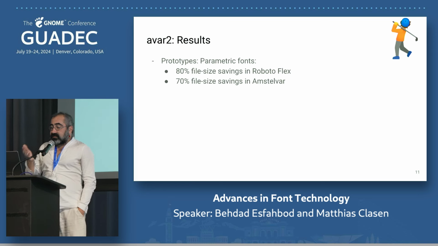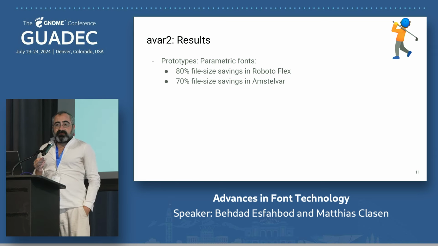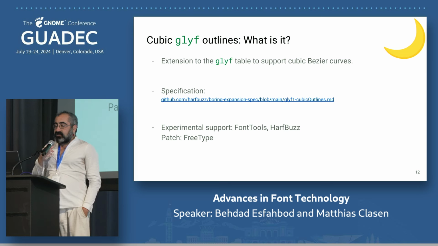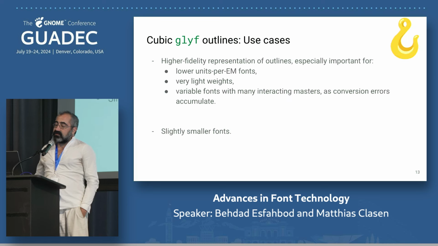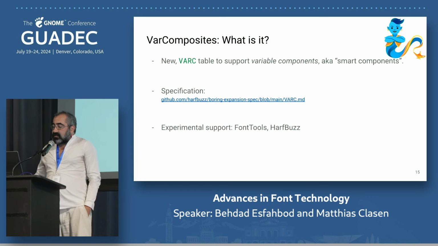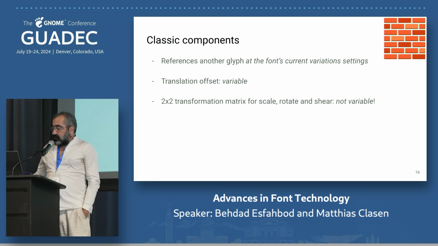So we've seen 80% file size reduction and 70% file size reduction when we applied this technique to a couple of existing fonts. So the other thing we're pursuing is to store cubic Beziers in TrueType fonts. Historically, TrueType fonts have been only quadratic Beziers. By storing cubic, we can save some space and also reduce the conversion error when compiling fonts. It has saved something like 3% to 10% file size as well. We have variable composites. I'll move forward a bit.